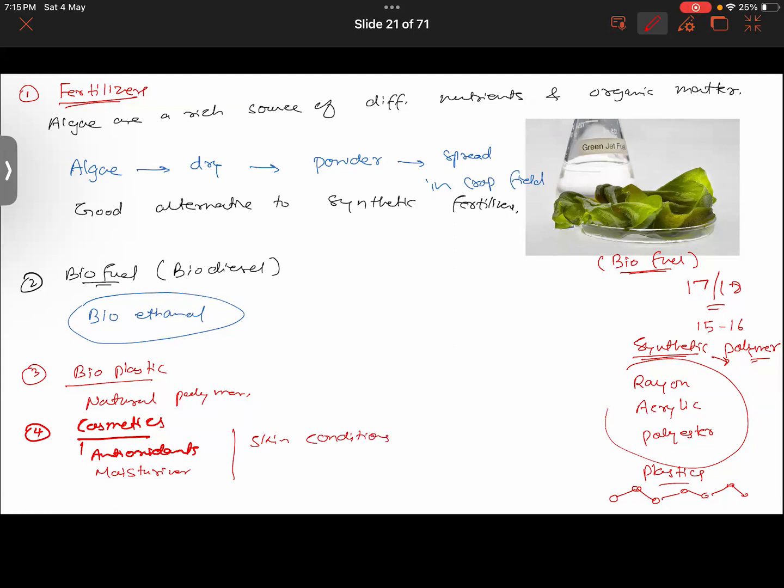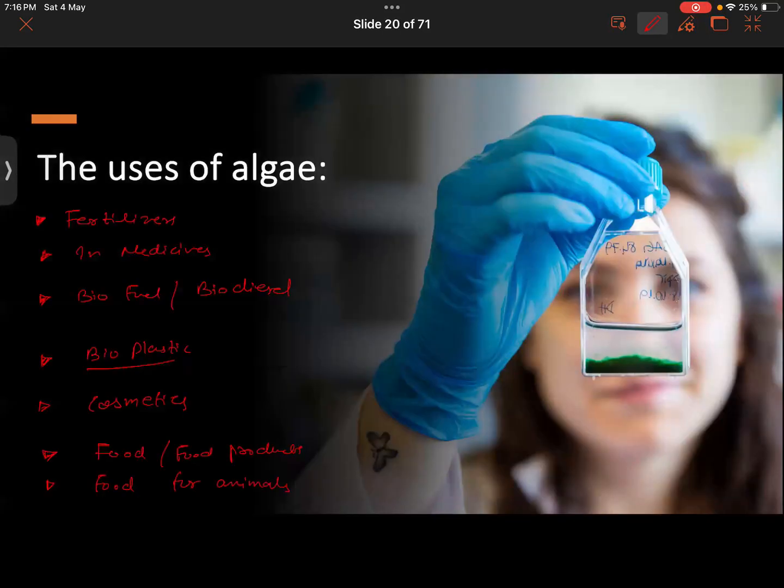Apart from that, nowadays you will see that certain kinds of shampoos and body lotions also contain algae. So you can add that also. Ever heard about this? Algae is used in shampoos and body lotions also. Is that clear to everyone or not?